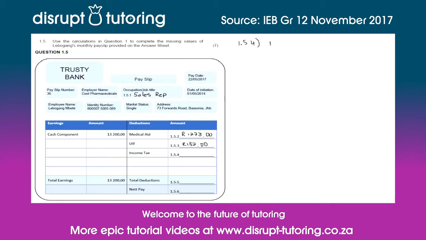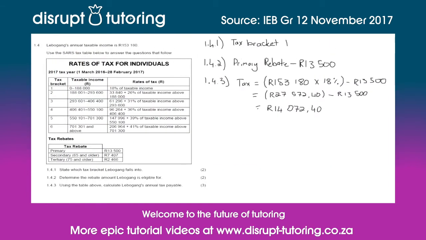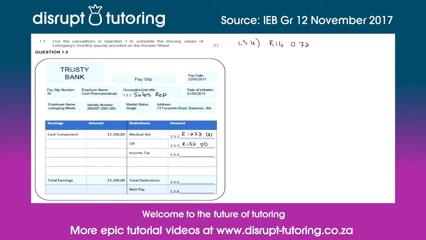We need to take that 14,072 Rand and 40 cents, and we need to divide that by 12 because we need to know what he pays per month, and that comes to a value of 1,172 Rand and 70 cents in our calculators. So we can fill that value in here. So it's 1,172 Rand and 70 cents.